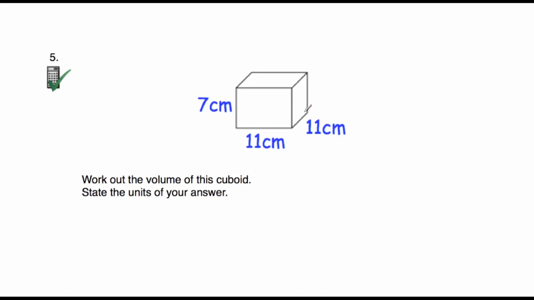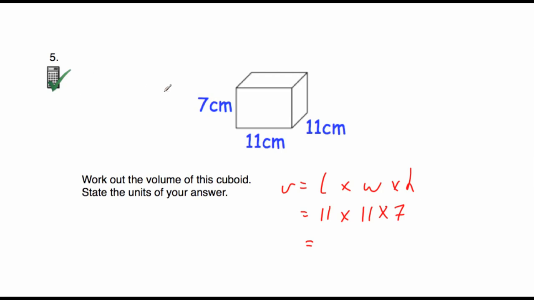So we've got a cuboid, and the volume will be equal to the length times the width times the height. So the length of this cuboid is 11, the width is 11, and the height is 7. So it's going to be 11 times 11 times 7. And remember, the order doesn't actually matter. You could do 7 times 11 times 11 and so on. It will give you the same answer.